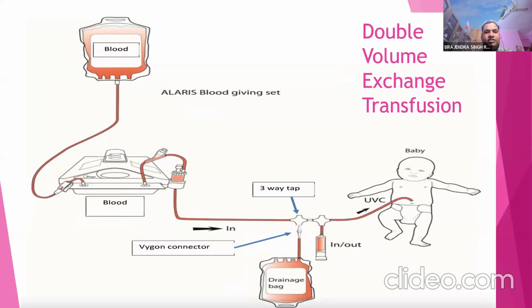So this is another circuit for the exchange transfusion, in which we are using only one catheter, the UVC, and this is the circuit using two three-way stopcocks.